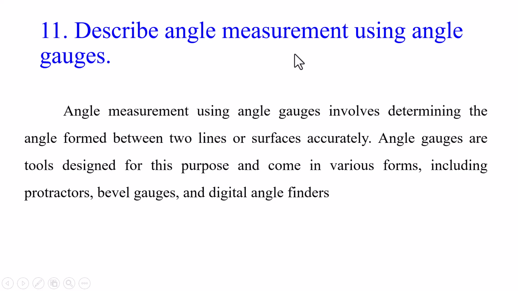11th question. Describe measurement using angle gauge. Angle measurement using an angle gauge involves determining the angle formed between two lines or surfaces accurately. Angle gauges are tools designed for this purpose and come in various forms including protractor, bevel gauge, and digital angle finders.